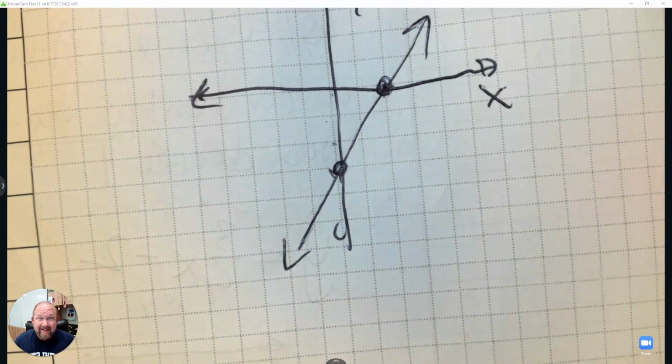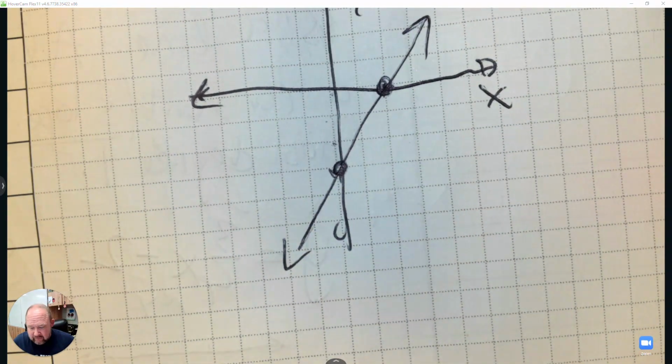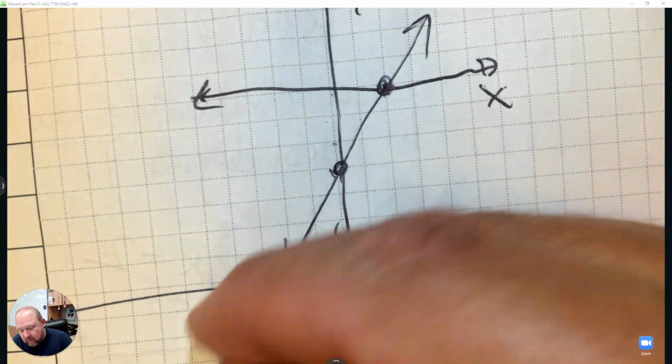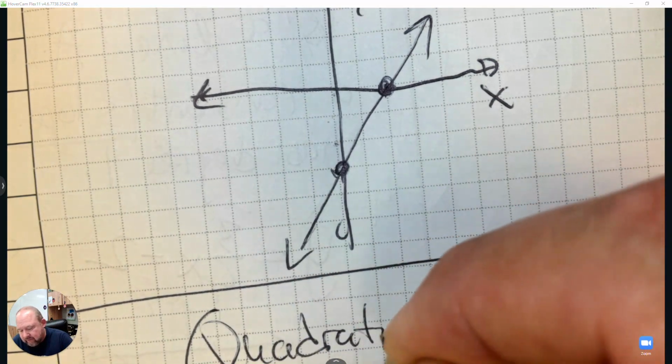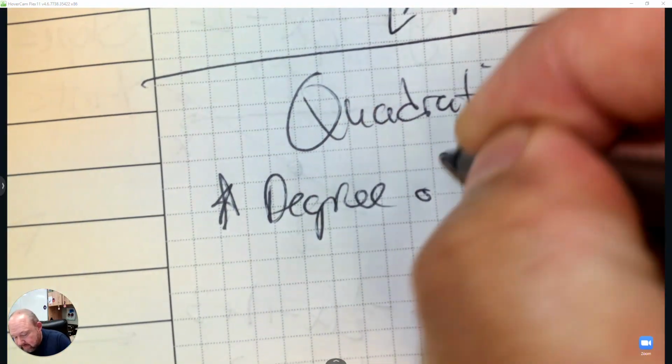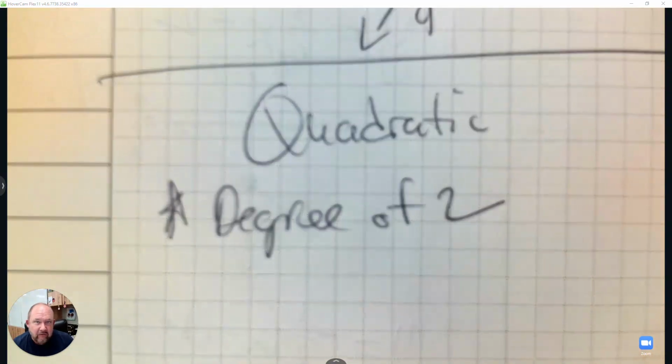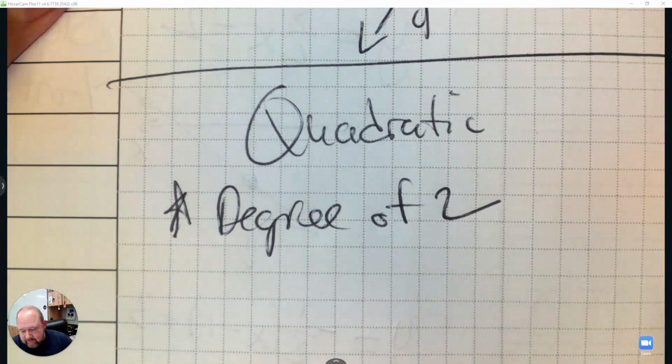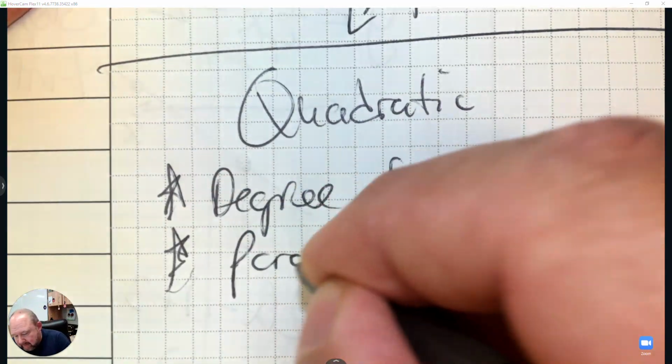All right, so that's a linear function, how to graph it, different ways that you could see it. The other thing we talked about is a quadratic. So a quadratic, when it graphs, is a parabola. When we're talking about a quadratic, it has a degree of 2. That means the largest exponent you'll see is 2. It also graphs to be a parabola.